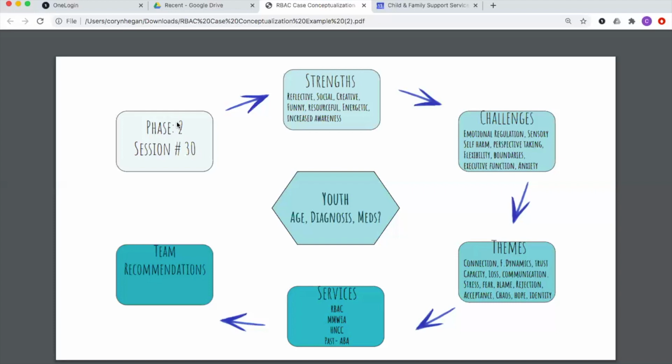Some of the services she's currently receiving are from RBAC, which is counseling and skills training. I also do a lot of family support for mom.